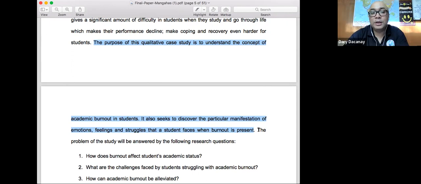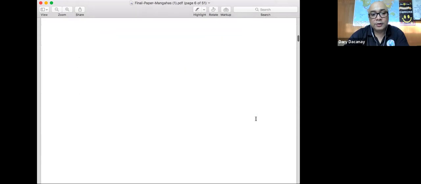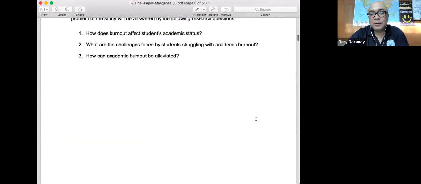And the last one would be, the last sentence would be the words, "the problem of the study will be answered by the following research questions." So yung sa kanya dito, normally 3 questions lang. Normally for qualitative research, as we have previously talked about, how or what lang yung iyong ilalagay. In this case of the academic burnout, ang research questions niya, 3. How does burnout affect students' academic status? And what are the challenges faced by students struggling with academic burnout? And the third one, how can academic burnout be alleviated? Okay, so, yun. That's how to do it, no?